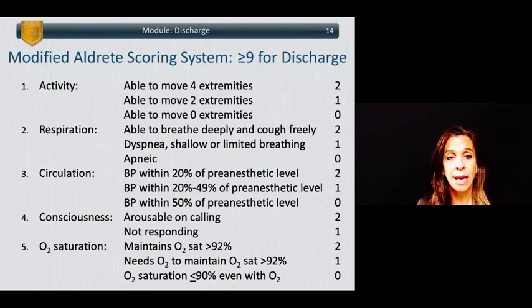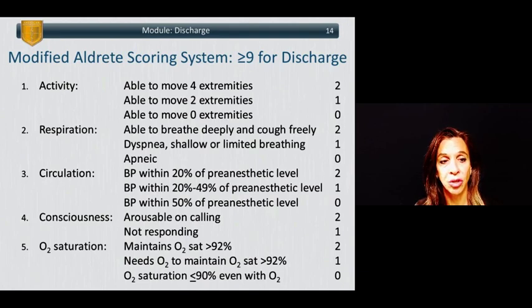So this is a modified Aldrete scoring system, and as alluded to in the previous slide, one requires a score of 9 or greater for discharge. A modified Aldrete scoring system looks at 5 different components: patient activity, patient's ventilatory status, patient's circulatory status, consciousness, and oxygen saturation. You can see that each of these components gets scored at a 0, 1, or 2. So therefore, if one has at least one of these at a 0, it would be impossible to meet a score of 9.